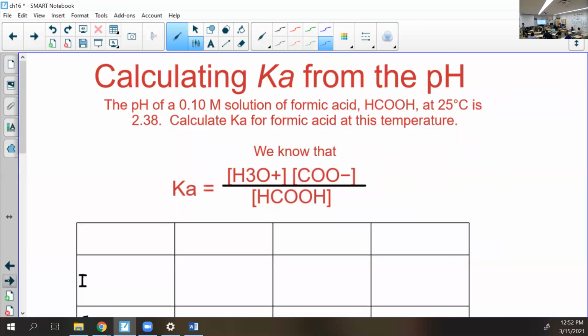The pH of a 0.1 molar solution of formic acid at that is 2.38. Calculate Ka for the formic acid at this temperature. Finally, we get to do some math. What's that? Formic acid. Does that make a difference? No. Yep, this is just the name of it. What is a formic acid? Formic acid is HCOOH. That's the name of the acid. It's from the formate ion. Yes, sir.